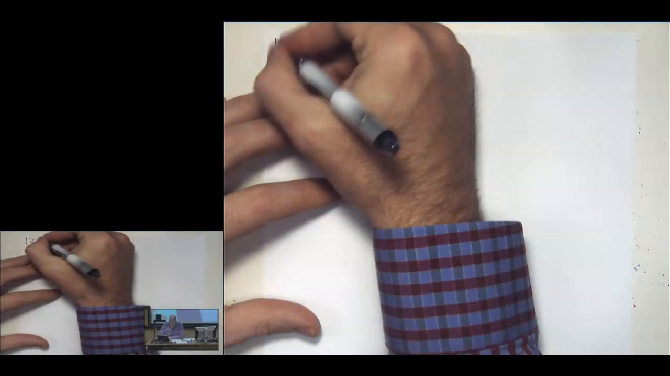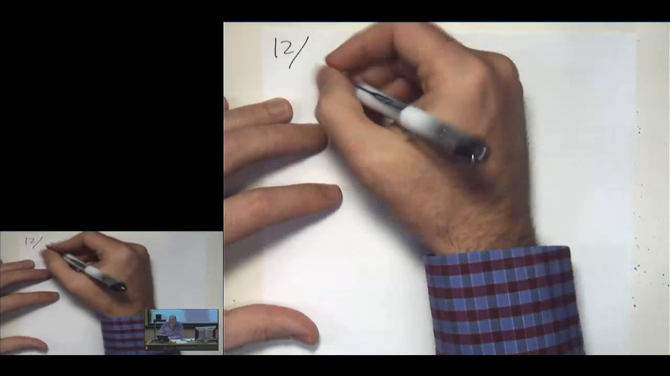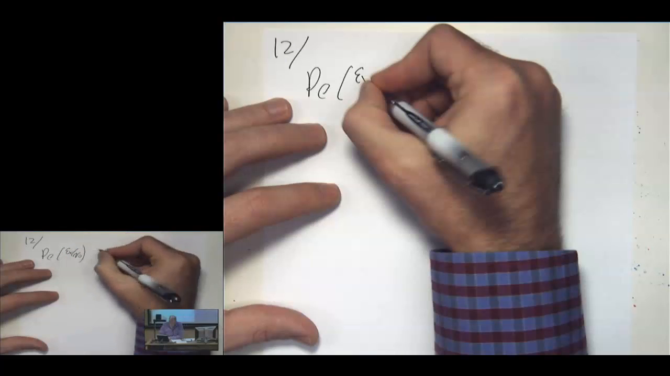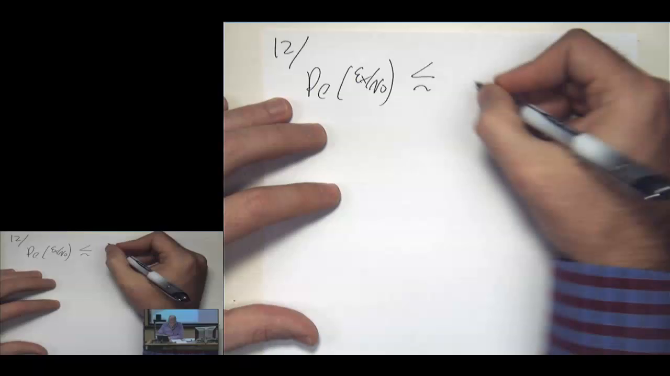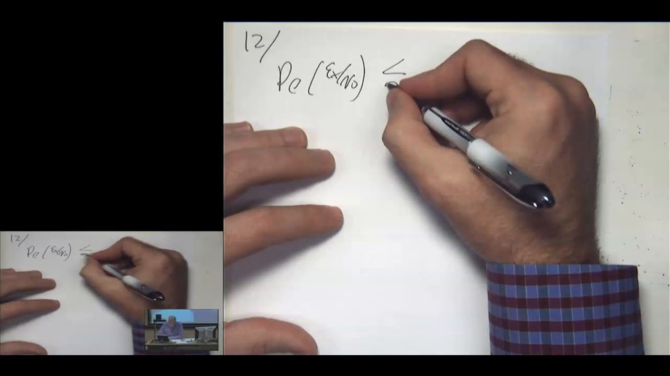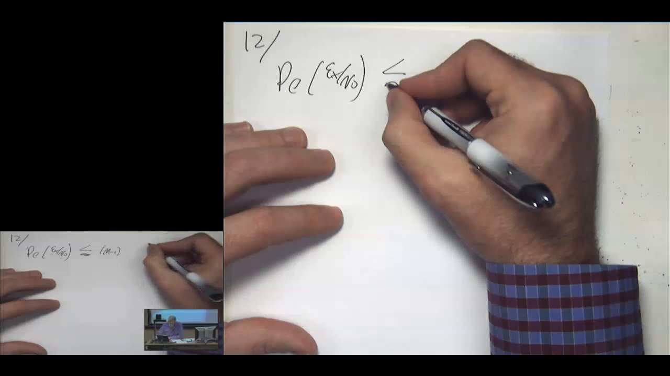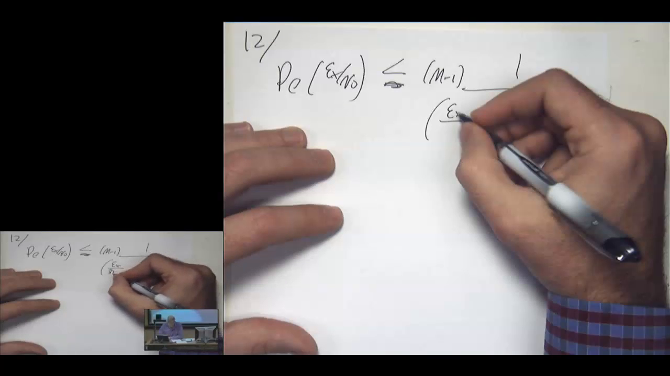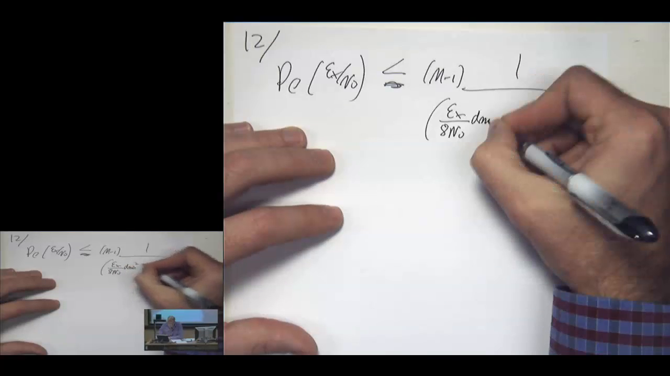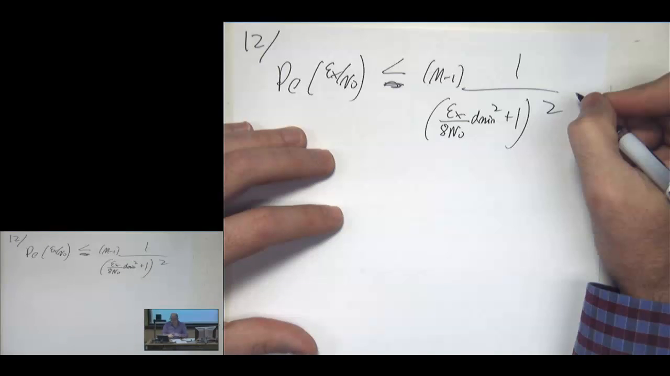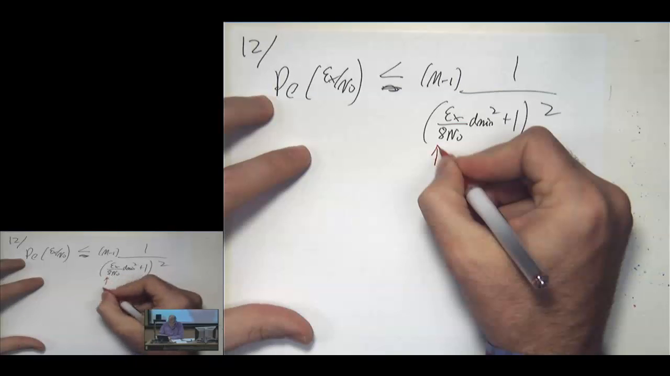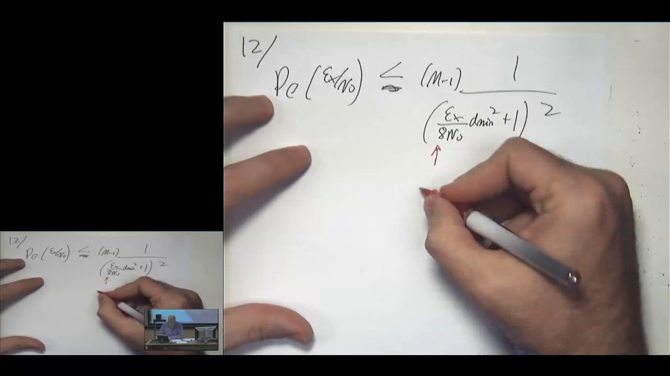So then you can just plug in here, the probability of error is then going to be less than or equal to N minus 1 over, Ex over, instead of 4, we have 8 N naught, d min squared plus 1 to the factor of 2 here. And so the main difference with respect to MRC is just because of the factor of 2 difference here.